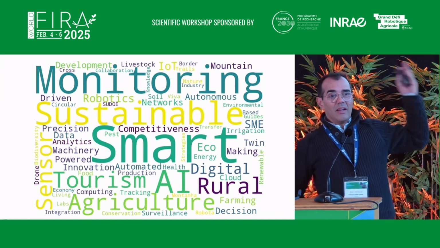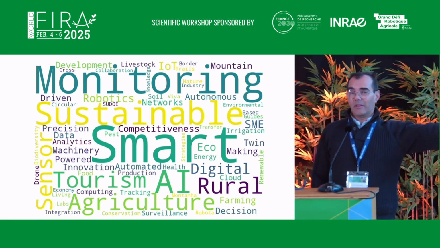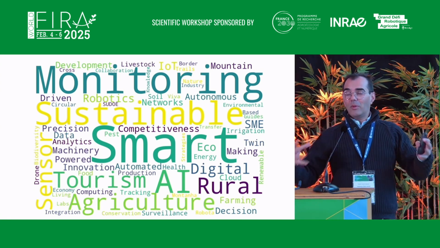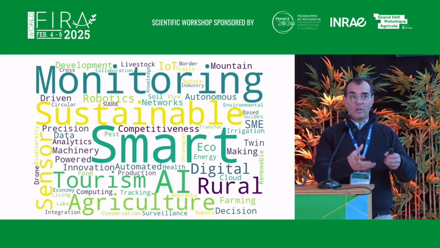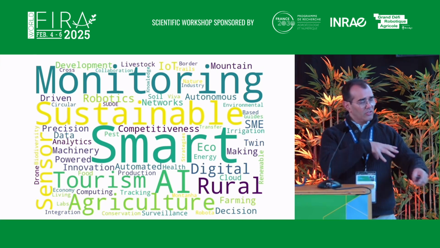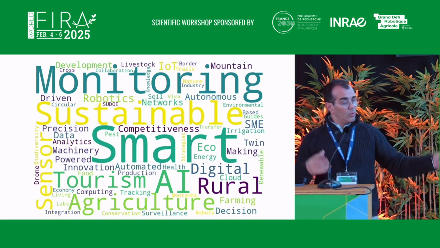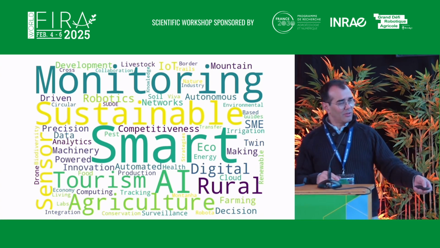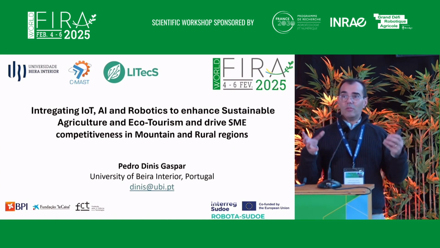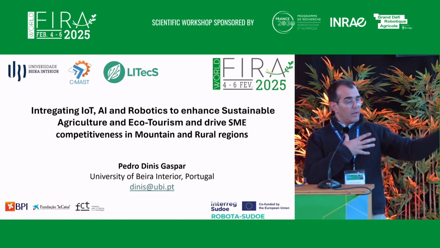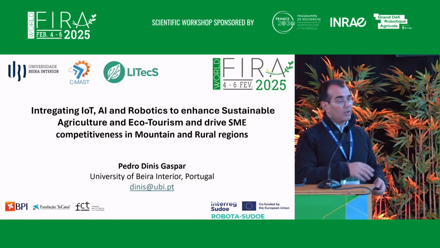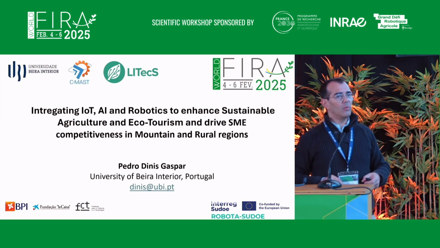Good morning. I start this presentation with this slide, and this slide is a buzzword of what we are doing here. So I will present some of our projects and the results of our projects based on all of this: monitoring, sustainability, smart digital, artificial intelligence, rural and agriculture. You have a lot of information here, but what is the main issue? The main issue is to integrate all of this, the IoT, the AI, and the robotics, in order to enhance sustainability, agriculture, and also ecotourism. You will see what I will try to do about this.